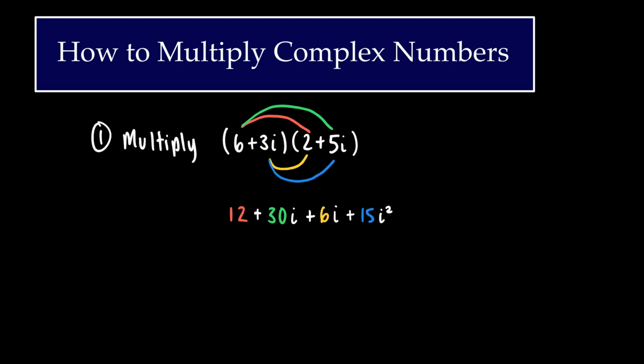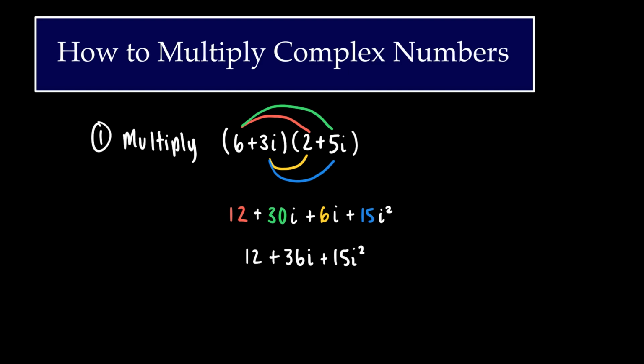Okay, so let's collect some stuff here. So we've got 12 plus 36i plus 15i squared. And so we should end up with a complex number, right? We talked about this in our intro video. What's amazing about complex numbers is that if you multiply two complex numbers, you should finish with a complex number. What's weird here is that this is not a complex number.